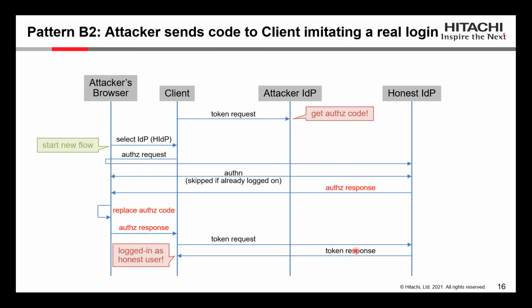Then HITACHI sends a token response to the client. The client trusts the response, so the attacker can log in to the client as the victim user. This is pattern B2.